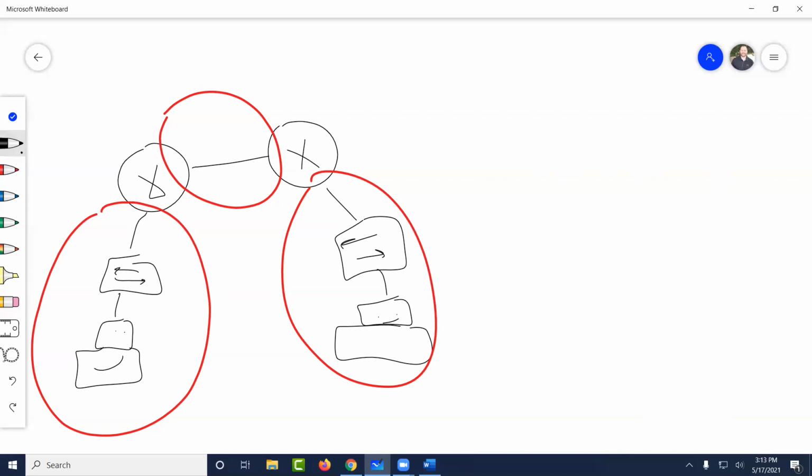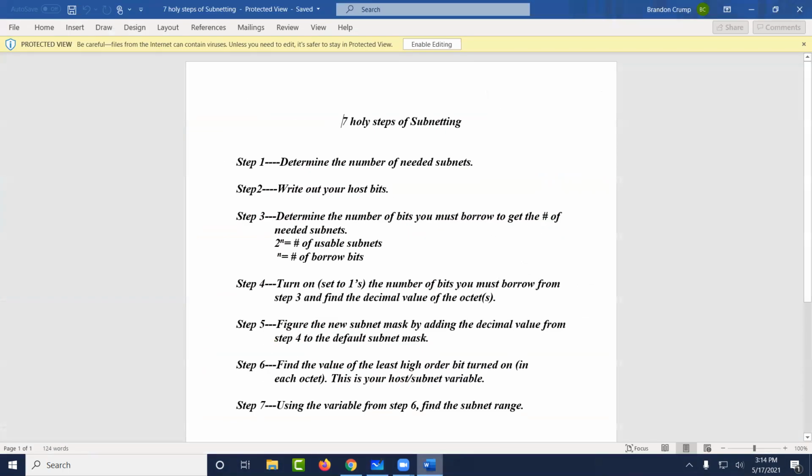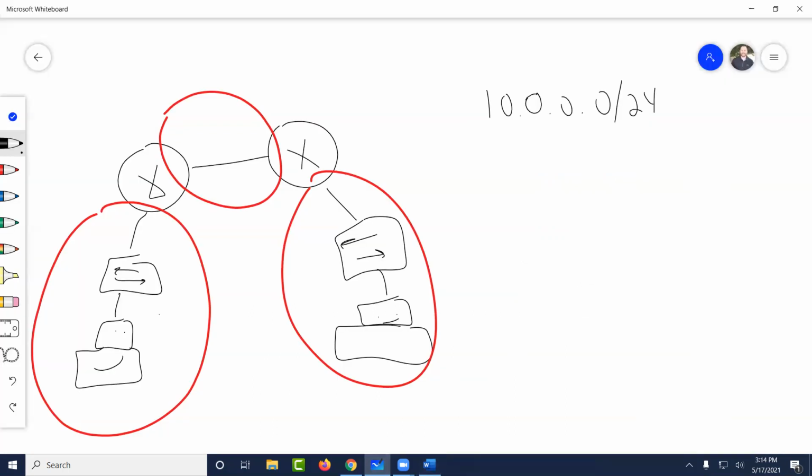But we're going to take the 10.0.0.0/24 subnet, which I've already given you, and we're going to subnet it to match this network using the 7 holy steps. So let's go over here. Step number 1, determine the number of needed subnets. We'll go back over here. We need 1, 2, 3 subnets. So step 1, we need 3 subnets.